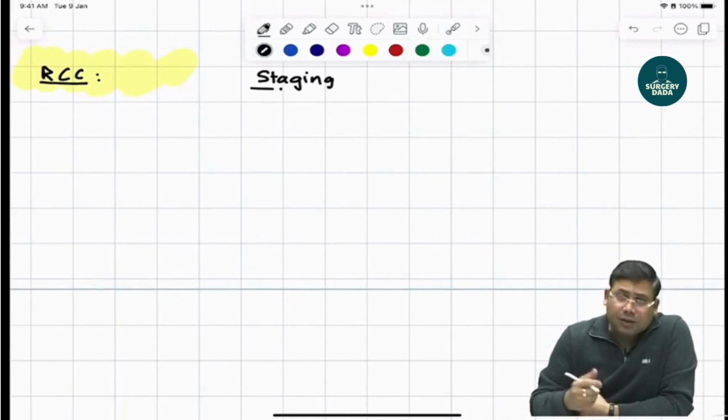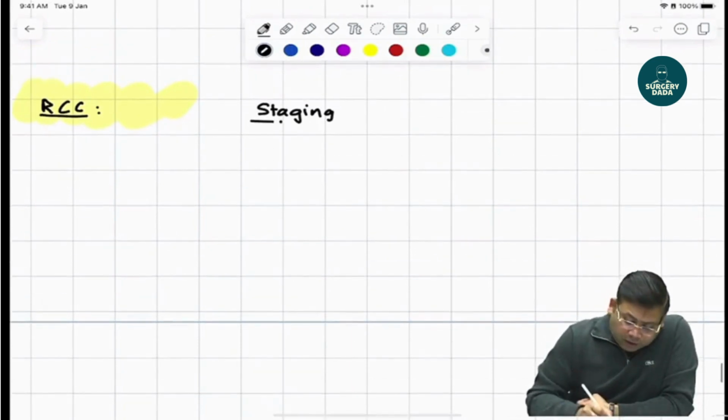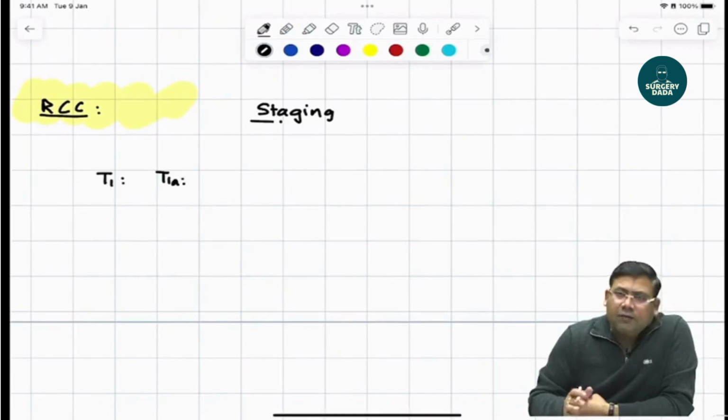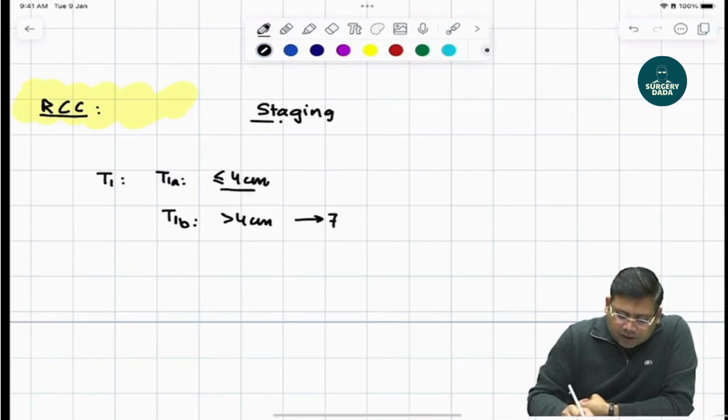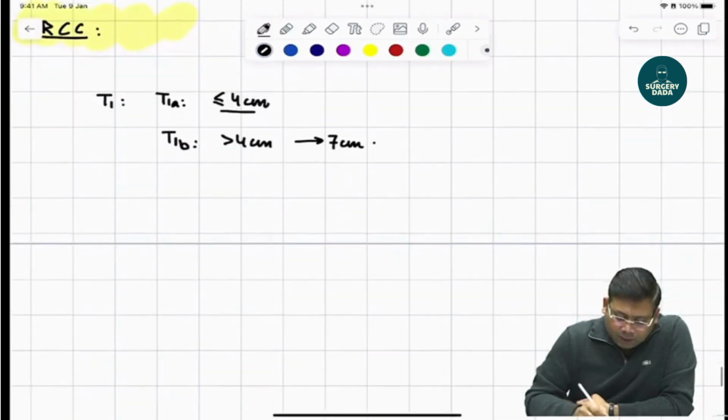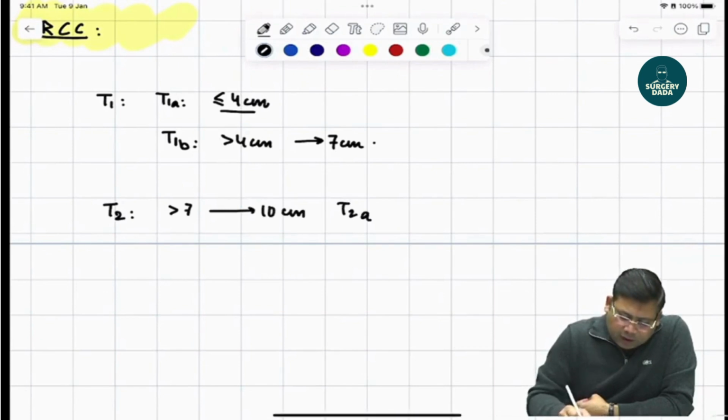According to this, we have T1, which is further divided into T1A and T1B. T1A is a tumor less than or equal to 4 centimeters. T1B is more than 4 centimeters up to 7 centimeters. This is T1. Then we have T2, which is more than 7 centimeters up to 10 centimeters, that is T2A, and more than 10 centimeters, that is T2B.